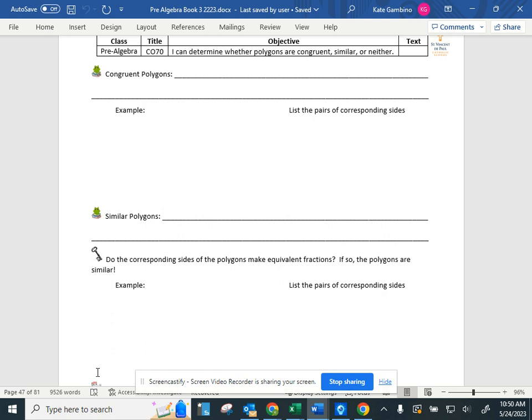Congruent polygons. What do we know about the word congruent? What does it mean, Gus? Like equal size. Equal. So if it's congruent polygons, they are going to be equal. They are going to be the exact same. So congruent polygons are polygons that are the same shape and... any guess? Same shape and what if they are congruent?